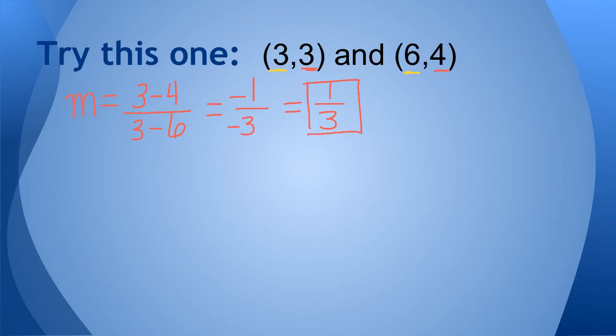All right, step 2. You are going to pick an ordered pair and substitute it into our slope-intercept form. So do your substitution and then come back when you're ready to check.